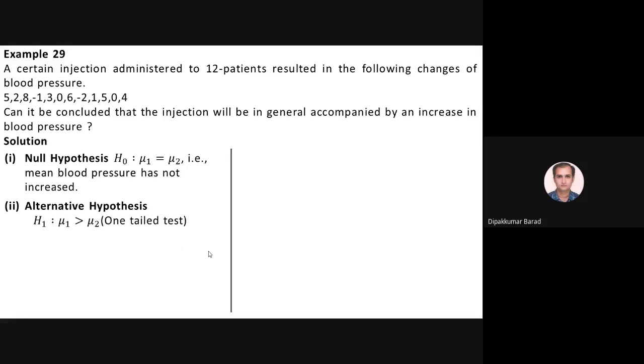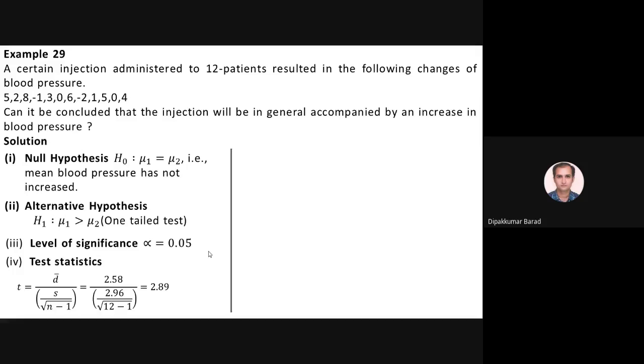Now the null hypothesis H0 is mu1 equal to mu2, that is, the mean blood pressure has not increased. And if it is increased, then mu1 greater than mu2. The significance level 0.05 is not given, so by default we consider 0.05. Now t is equal to d bar upon s upon under root n minus 1. So 2.58 upon 2.96 upon under root 12 minus 1. Mod t is 2.89. Critical value: degrees of freedom n minus 1 is 11, and t at 0.05 with 11 is 1.796.